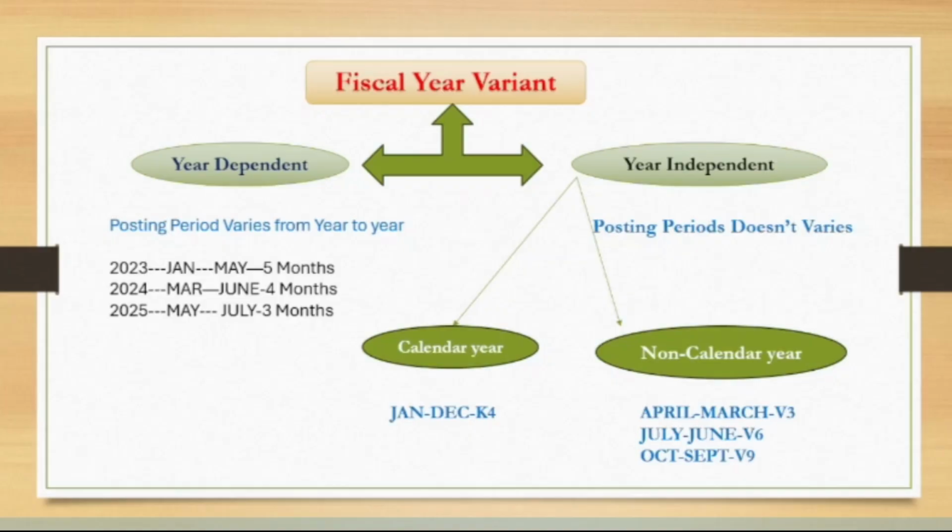July to June, so many companies also use July to June as their financial year or accounting year, especially in Europe, for which SAP has already created the fiscal year variant V6. And some companies in Australia use October to September, and the standard fiscal year variant for them is V9. Now the next part is the configuration.